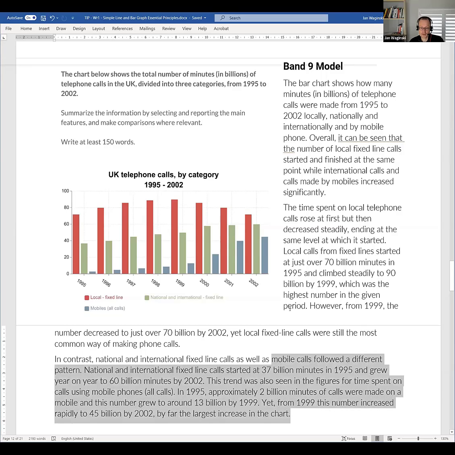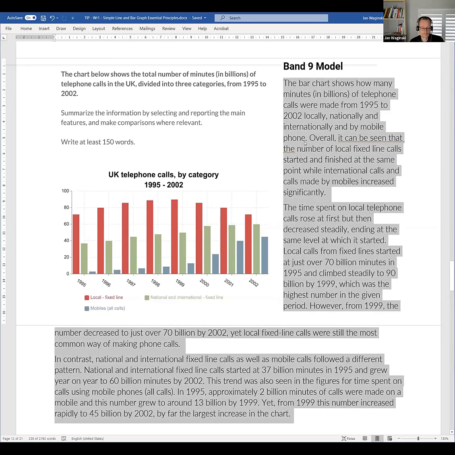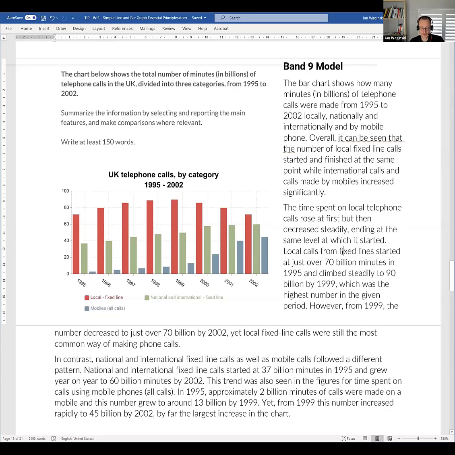Okay, very nicely read. So this one is 239 words. The minimum is 150. You need to write closer to 200 words for a higher score.